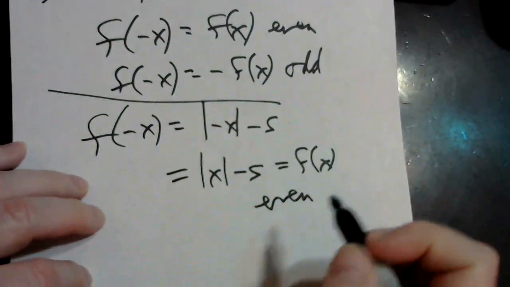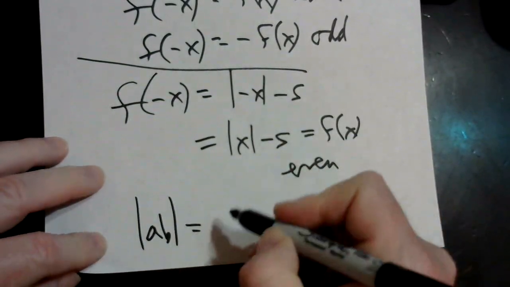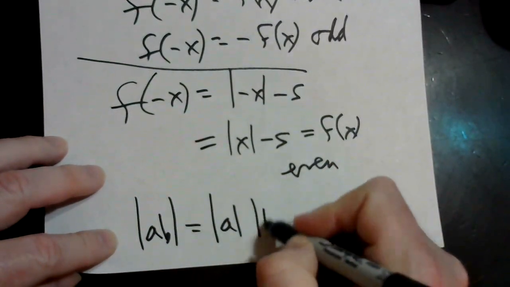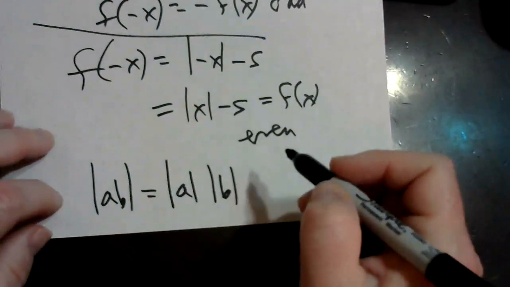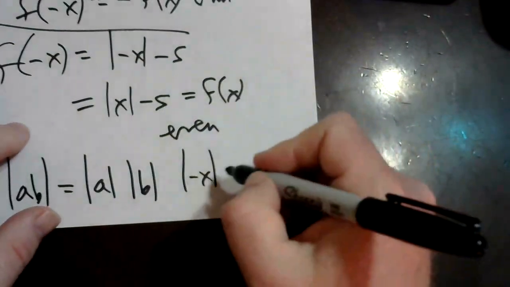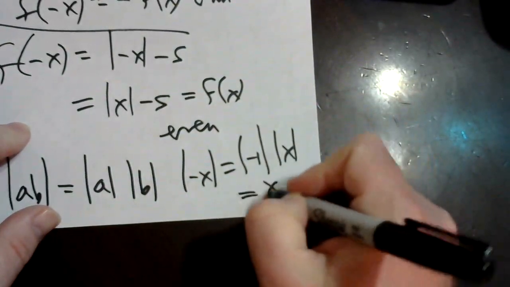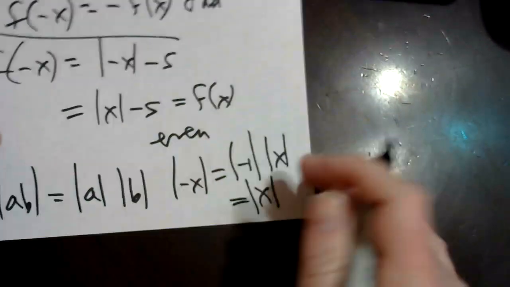All right. Now I'm kind of using a property there of absolute values. If you take the absolute value of a product, like a times b, you can show that's the absolute value of the first one times the absolute value of the second one. So if we're looking for the absolute value of negative x, that's really the same thing as the absolute value of -1 times the absolute value of x, and that's clearly just the absolute value of x. So in this case, we got back the original function, even.